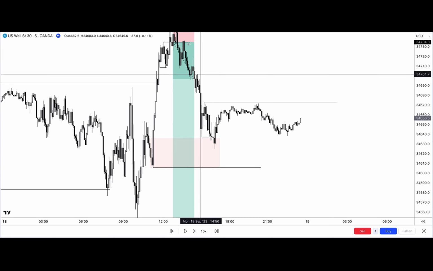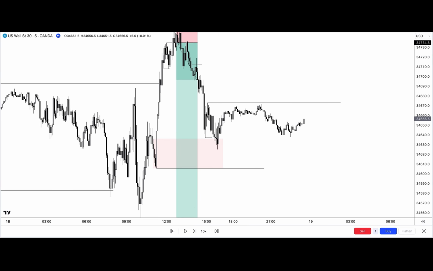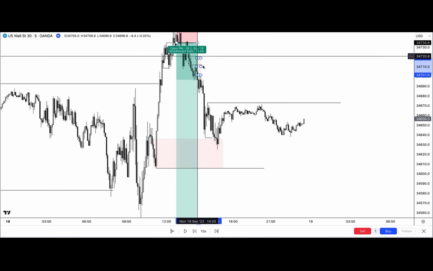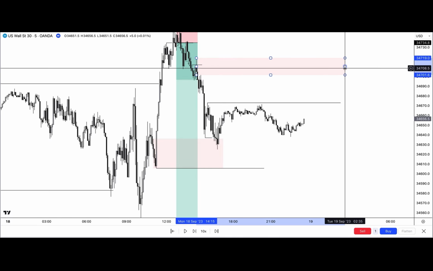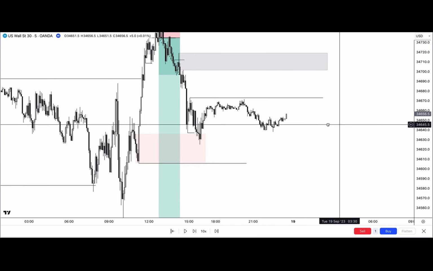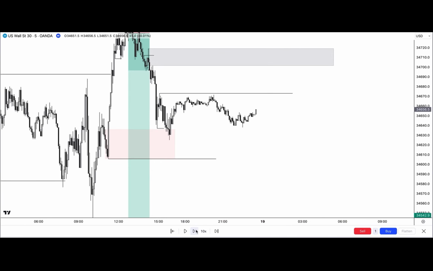Well, right away, my eyes get attached to this liquidity block. Perfect.